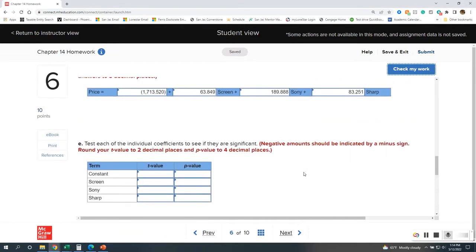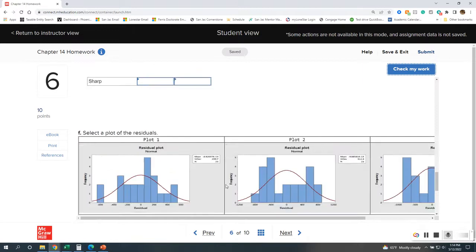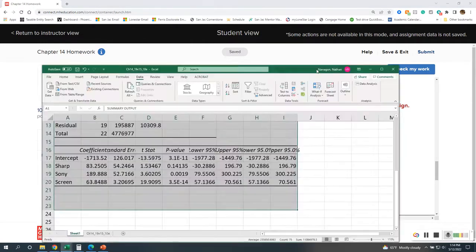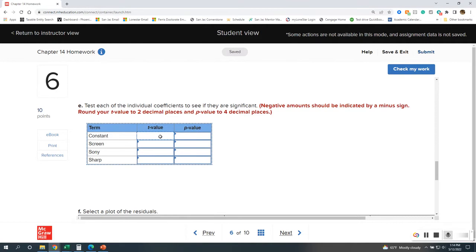Alright. So test each of the individual coefficients to see if they are significant. Okay. So first off, we have our t-stats, again taken from the chart, 3.5975. P-value is 0.000, because that is like 3.1 E negative 11. So I don't think it's going to end up having very much to us. 19.9095, 0.000.